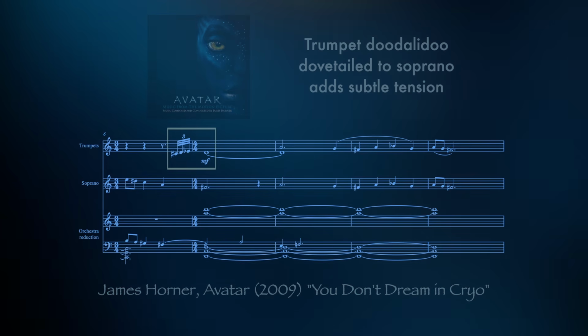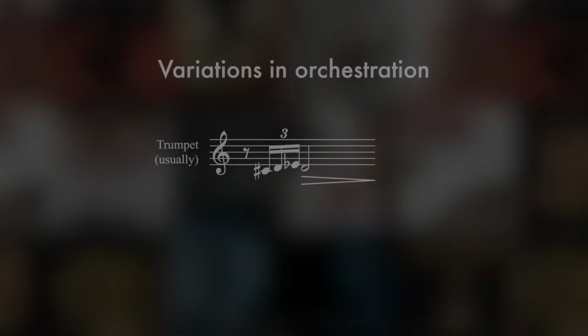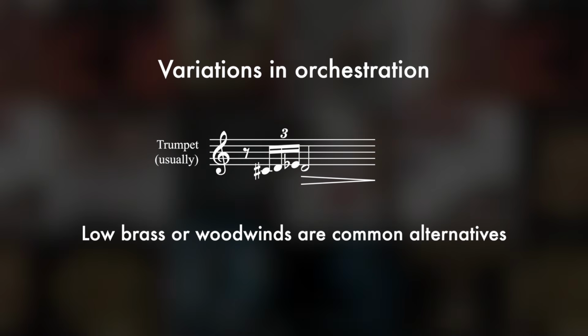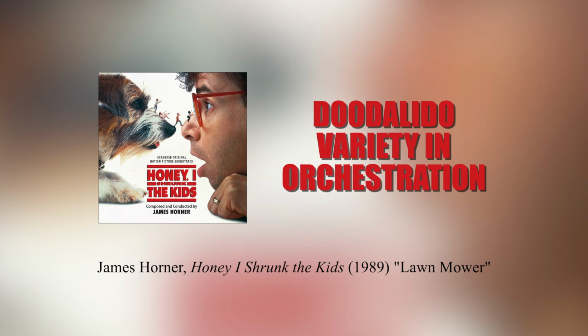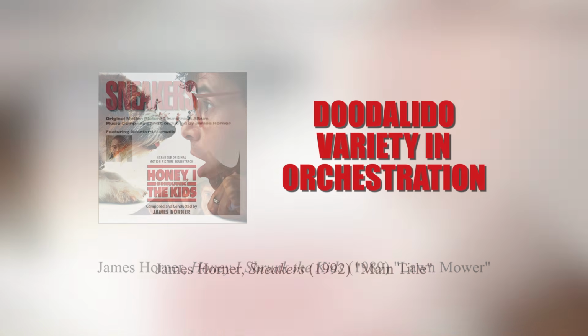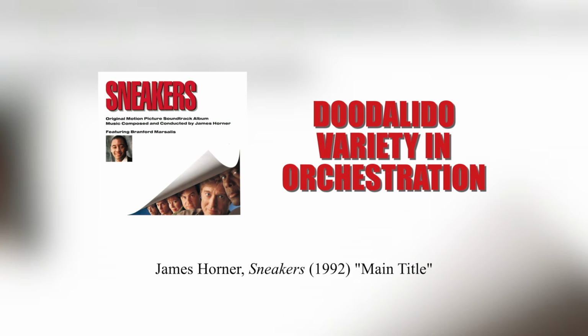Doodly-doos don't have to be played on a trumpet. They can also go to low brass or a woodwind instrument. It makes it a little bit more subtle or adds variety when there are multiple doodly-doos in a row. There's another reason you might want to put a doodly-doo into a woodwind instrument, and that is if you have Branford Marsalis to play on your score, you should probably let him play a few.